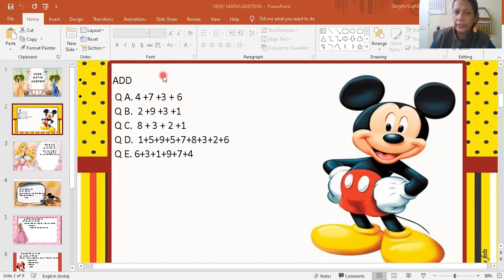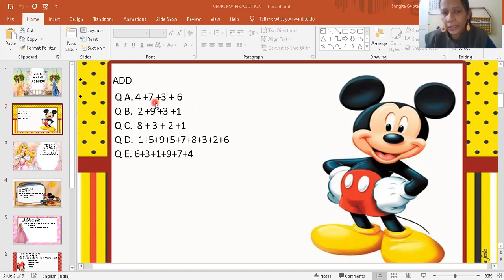So when we are doing addition in this method, we will find the numbers which we will add, and those numbers will make it 10. So here 4 plus 6 will be 10 and 7 plus 3 will be 10. You will do the calculation in your mind. 4 plus 6, 10 and 7 plus 3, 10. So 10 plus 10 is 20. This is the easiest question as you have seen here.